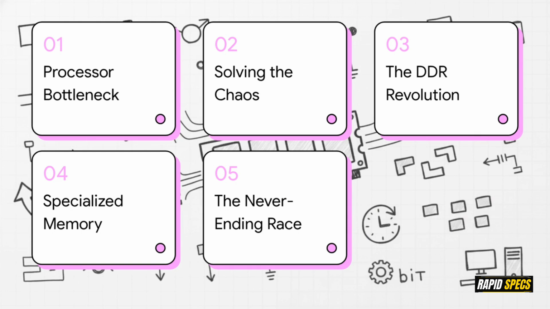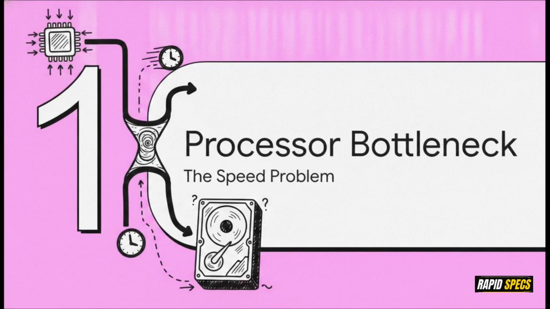Here's our roadmap for the journey today. We're going to start with the processor's bottleneck, look at how early engineers solved the chaos, map out the massive DDR revolution, explore the specialized memory era, and finally finish up with what I call the never-ending race. All right, part one, the processor's bottleneck. Let's talk about the speed problem.